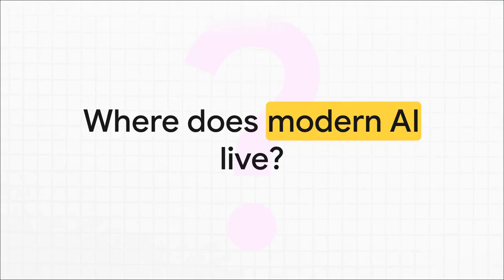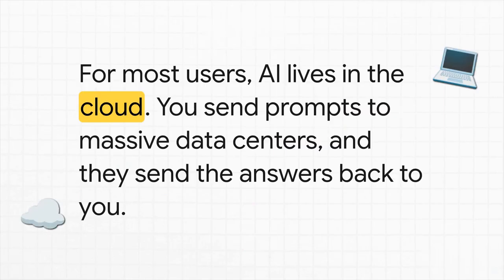So, when you're chatting with an AI, where is that actually happening? Where does it live? It sounds like a simple question, right? But the answer? Well, it has some pretty massive implications for things like your privacy and who's in control. The answer, for the most part, is the cloud.